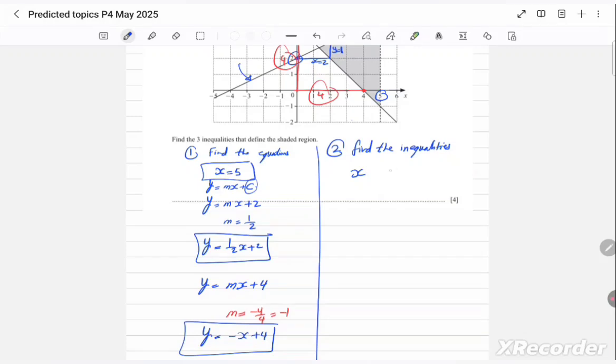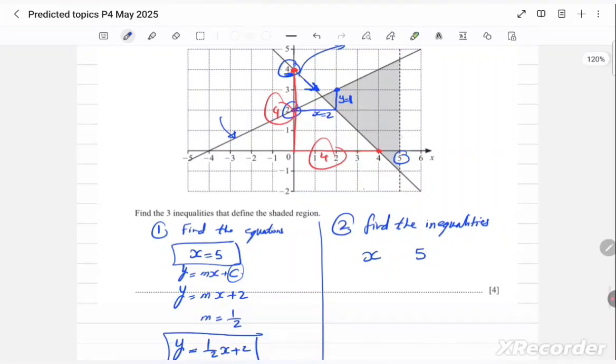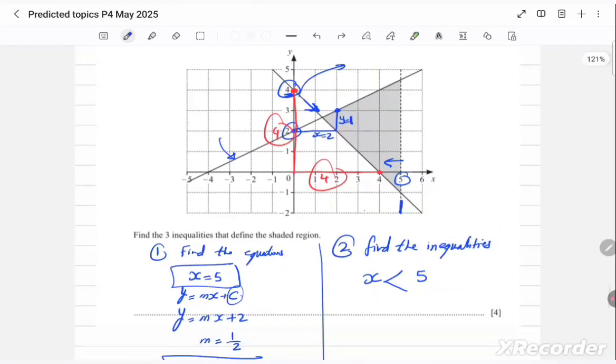The first one, x and 5. We need to know now, is it less than 5 or greater than 5? So look here, this shaded region is less than 5. So this is x less than 5. Done. This line is a dashed line. When it's a dashed line, you don't write equals. But if it's solid, you have to write equals. So the other 2 lines, this line and this line, are solid, so I will write equals when I write them.